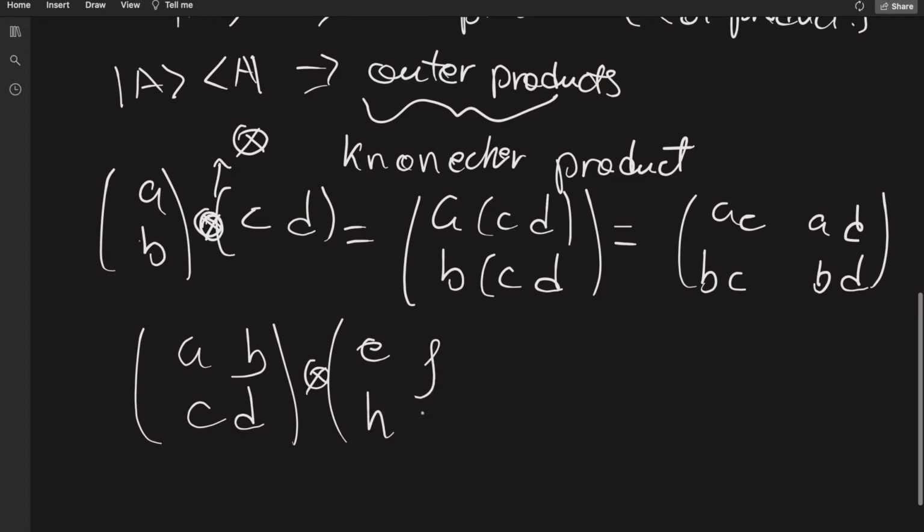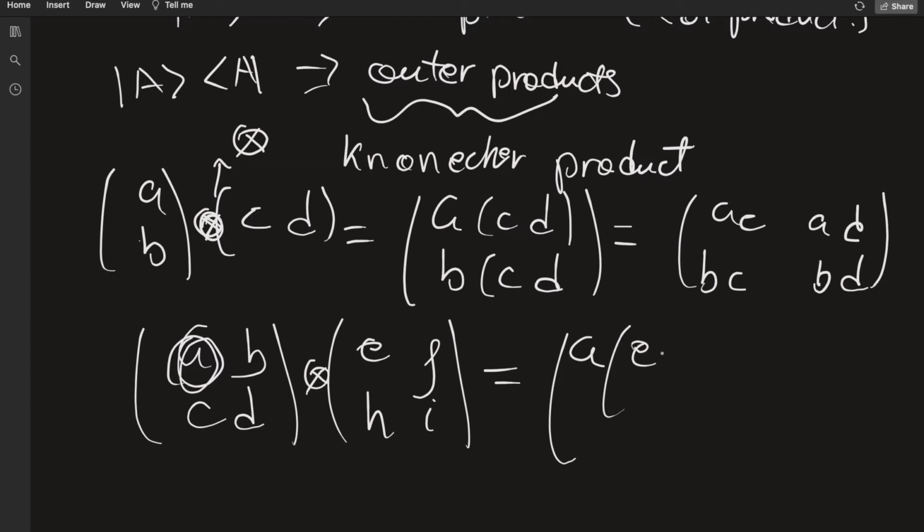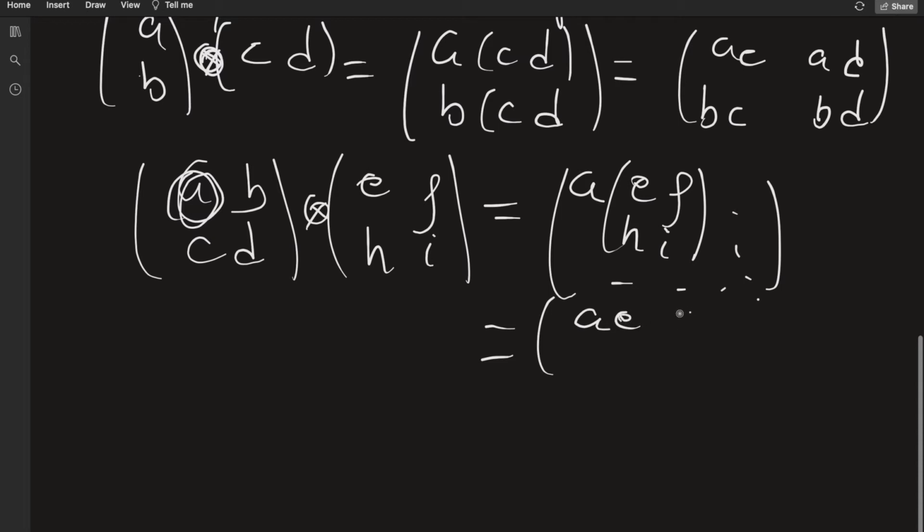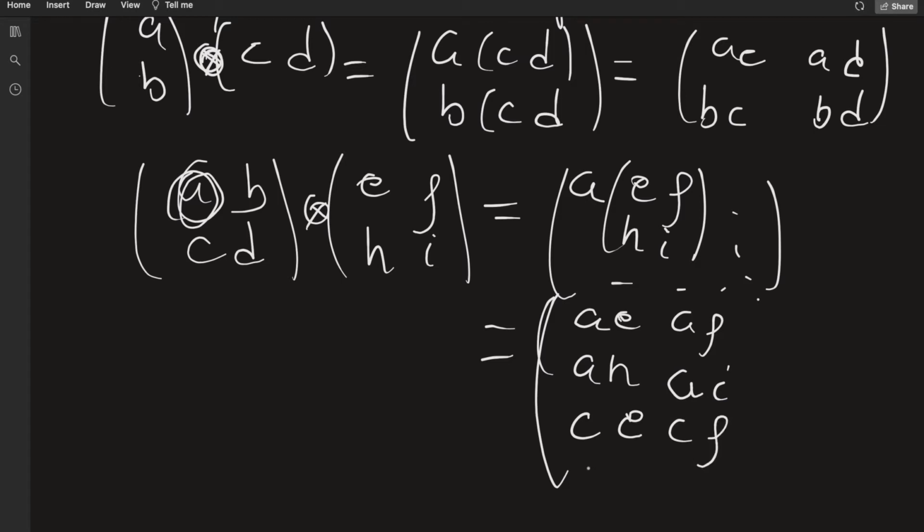And I multiply this one by the whole second matrix, and the rest. So I get something that looks like this, and the rest.